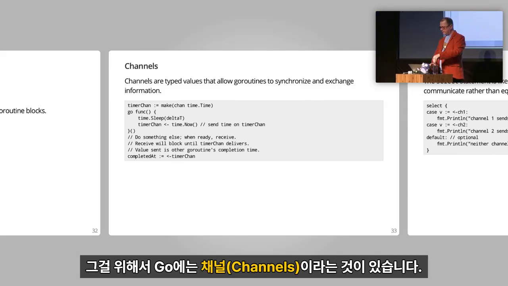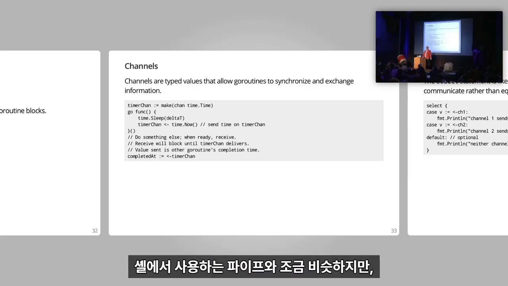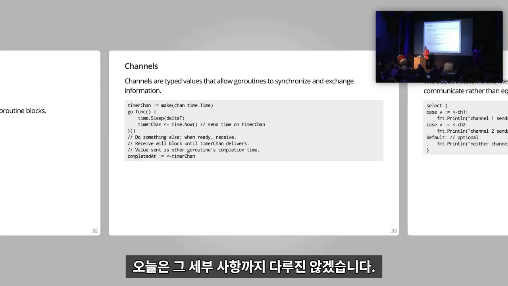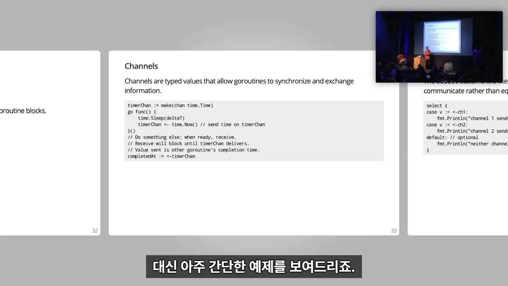So to do that, we have these things in Go called channels, which are a little bit like pipes in the shell, but they have types and they have other nice properties, which we're not going to go into here today. But here's a fairly trivial example.